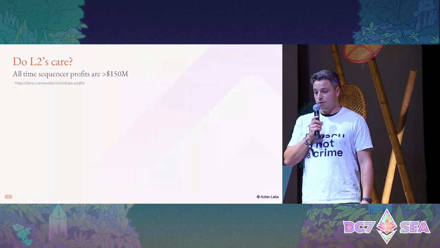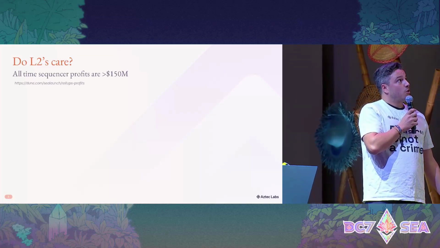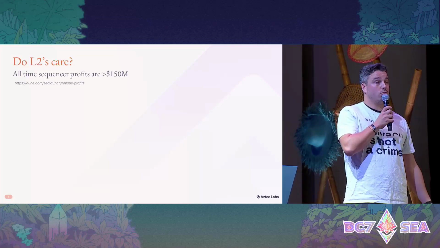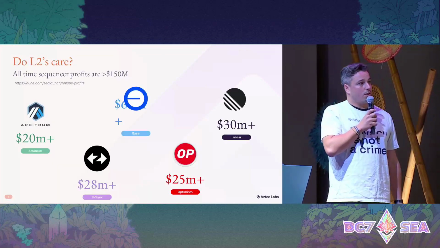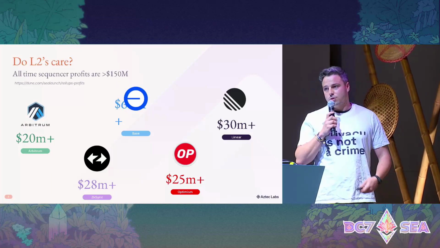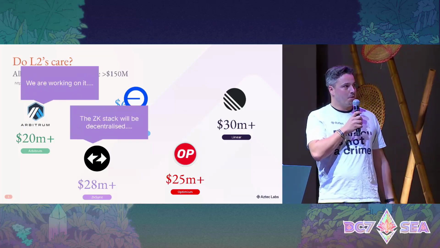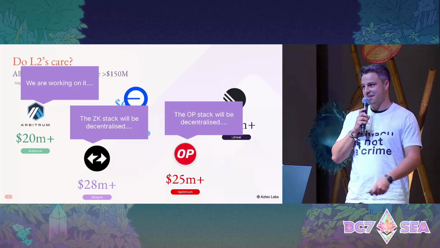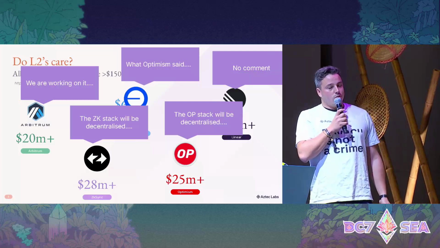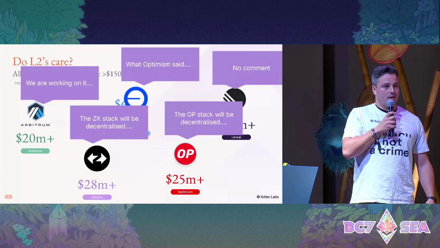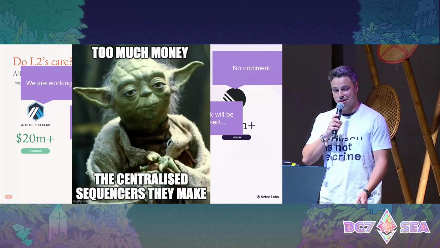All right, so first of all, let's see if other L2s care. I pulled some June dashboards last week, and all-time sequencer profits for other L2s are north of 150 million. This is a crazy stat, but you can see all of the top L2s, they're printing multiple millions of dollars per year, and they may say one thing publicly: we're working on it, the next version will be decentralized. There's not really the right incentives to decentralize here. And so my goal with this talk is to try and convince you that A, we need to care, and maybe look at some of the options we have available to us. For a meme, Yoda says it better than me: too much money, the centralized sequencers have.